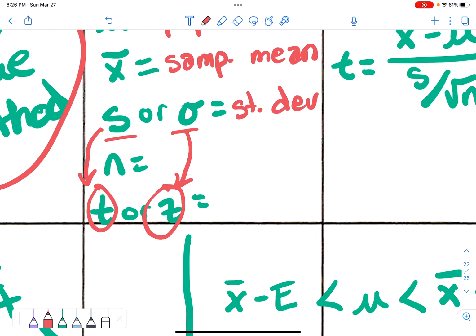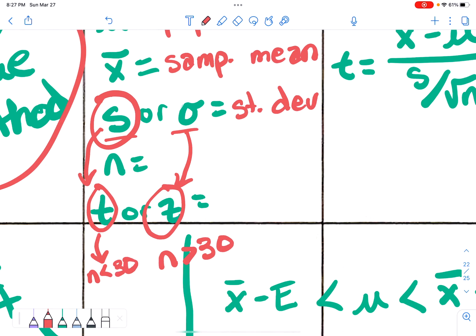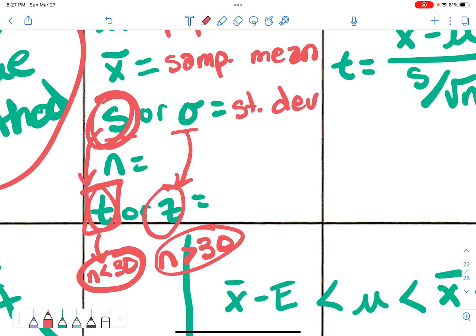But another thing that determines that is, if we only know S, we can still use Z, but N has to be greater than 30. Here, N is less than 30. So if we have N less than 30 and we only know S, which is usually what happens, we're going to use the T chart. So put all those things down, and that will help identify the same rules as before, T or Z. N here is the number in the sample, and then this is the number from the chart.